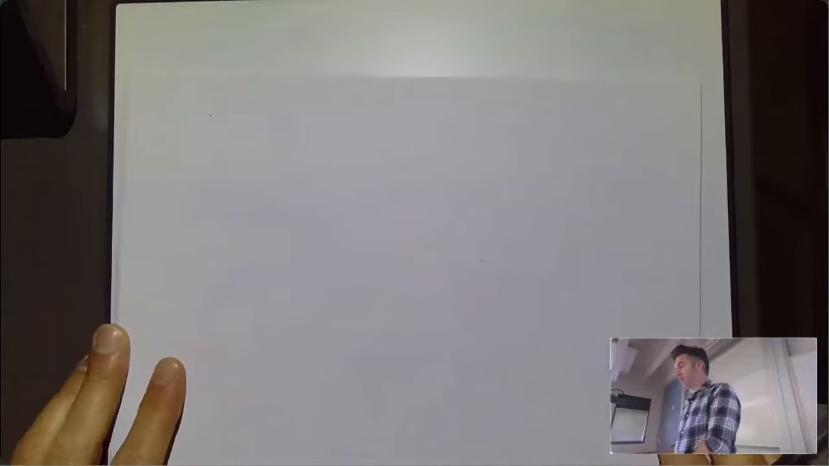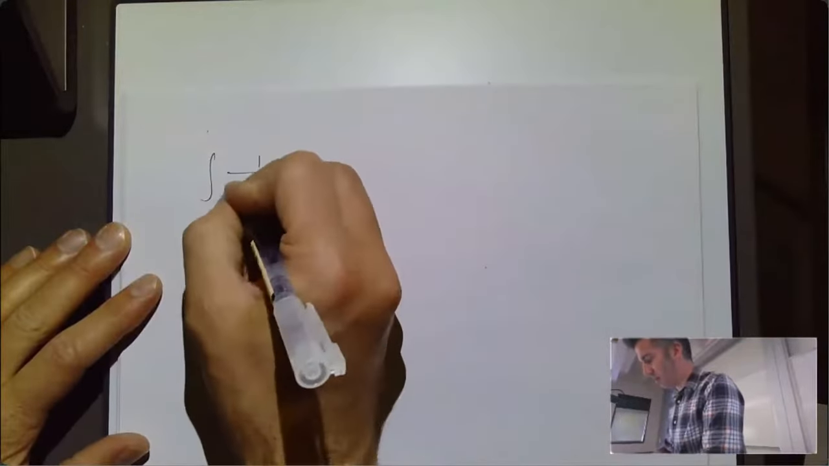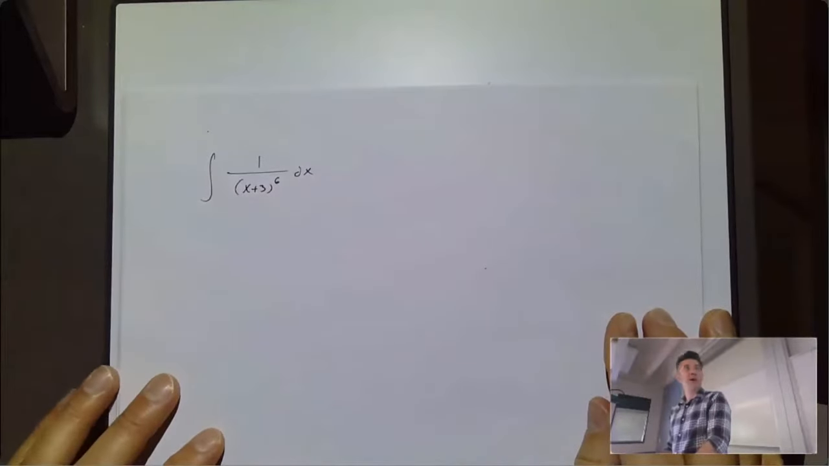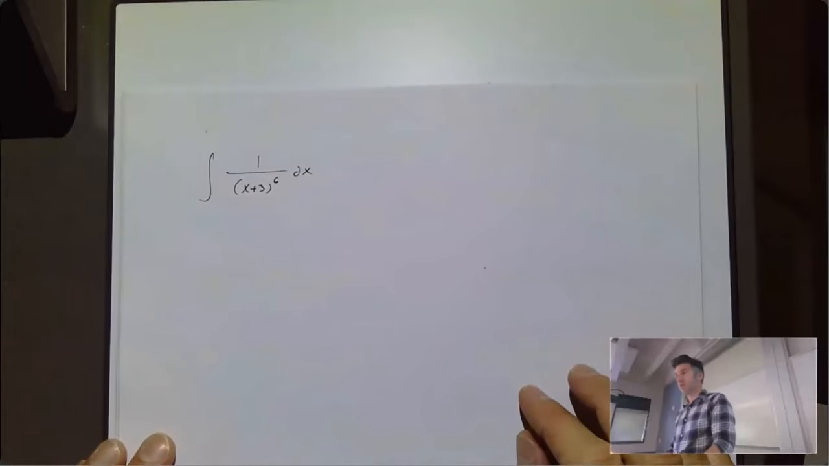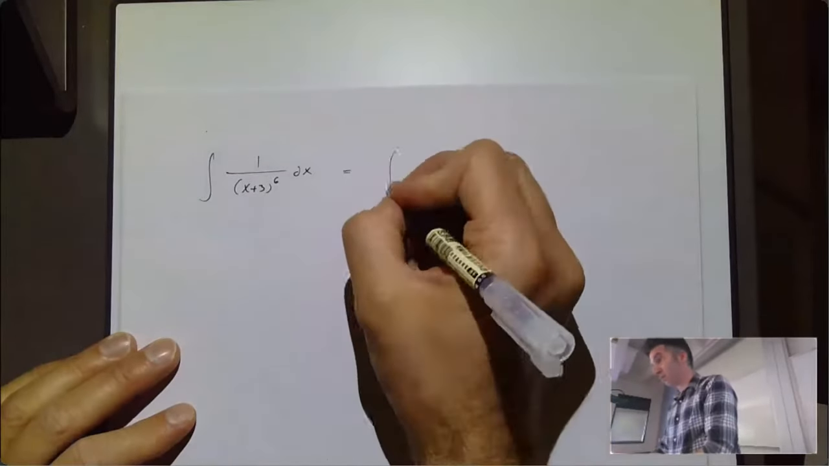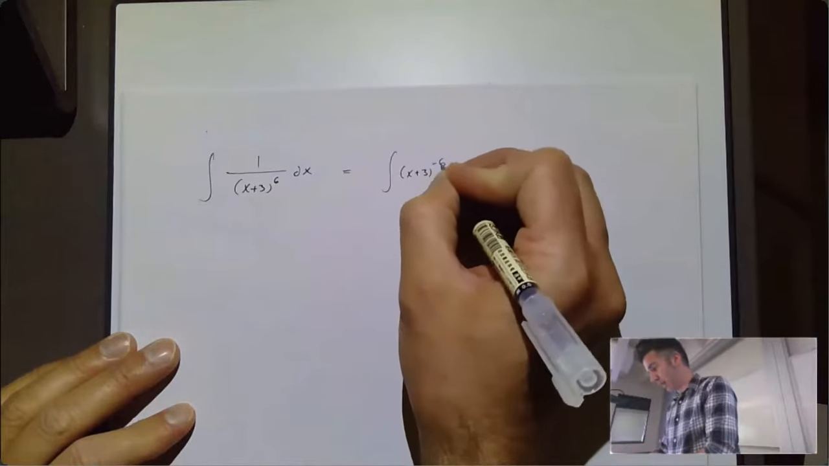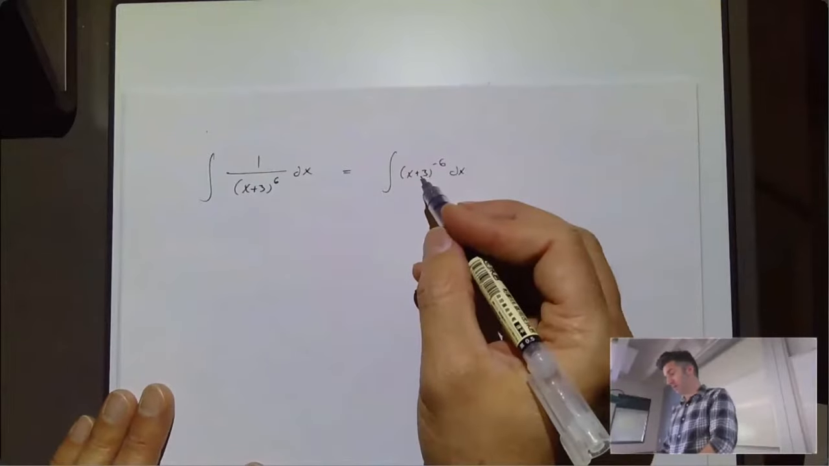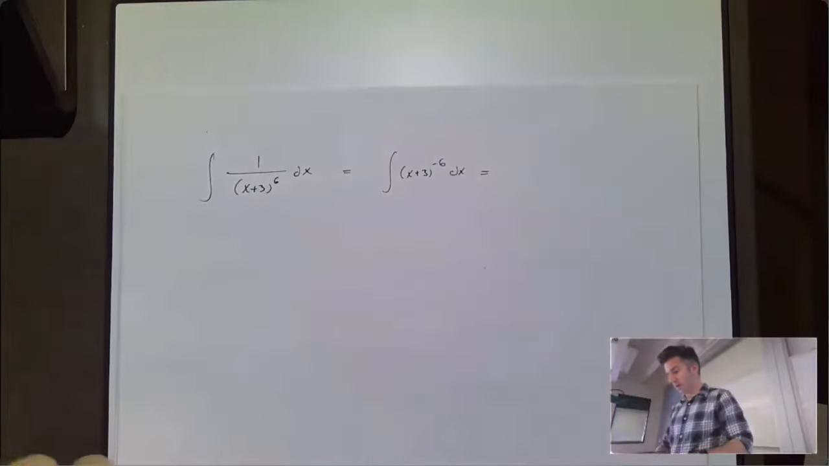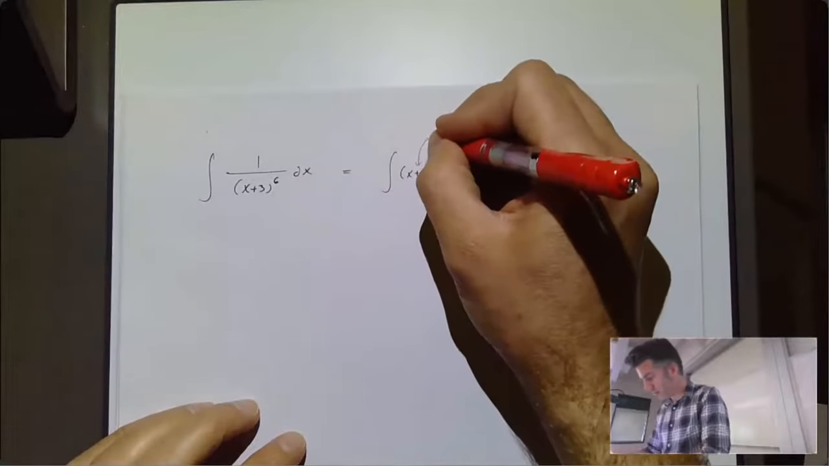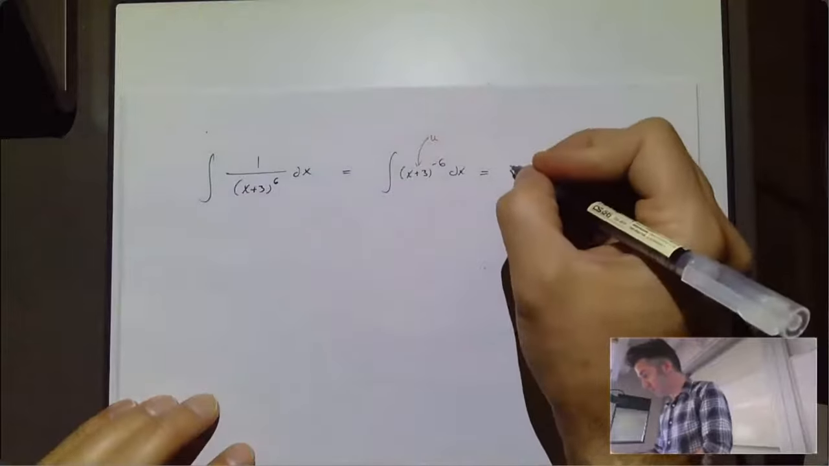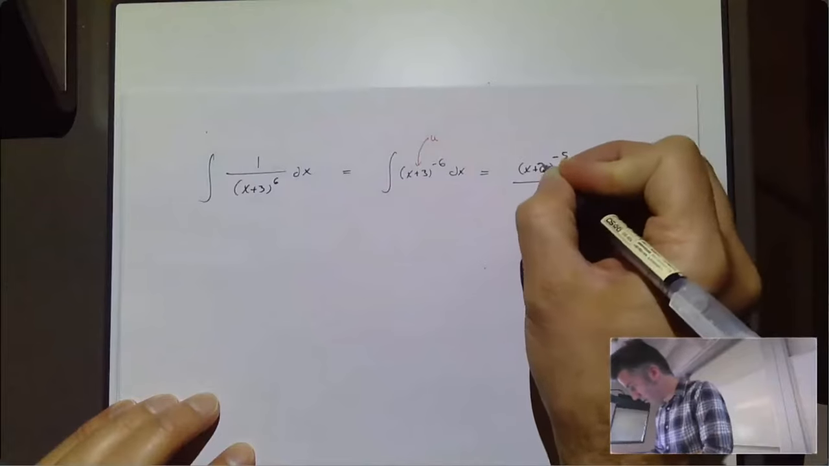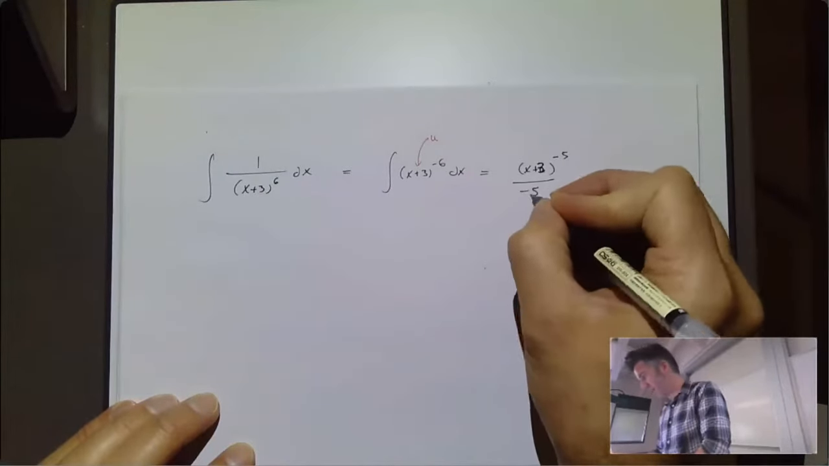So back to the point of what I was just saying. What if I wanted to find the integral of 1 over (x plus 3) to the 6th power? I could do a u sub, but I don't need to. That's the point I want to make. We can write this as the integral of (x plus 3) to the negative 6th, and then just use the anti-power rule. The antiderivative is going to be (x plus 3) to the negative 5th divided by negative 5.